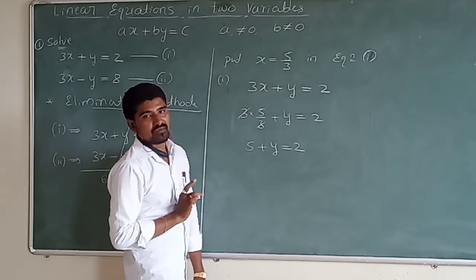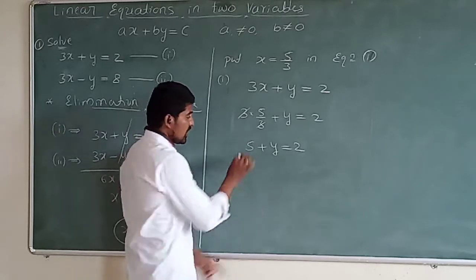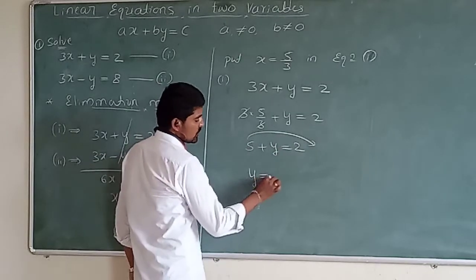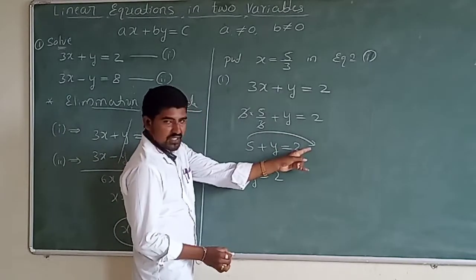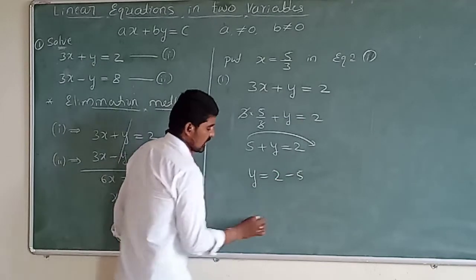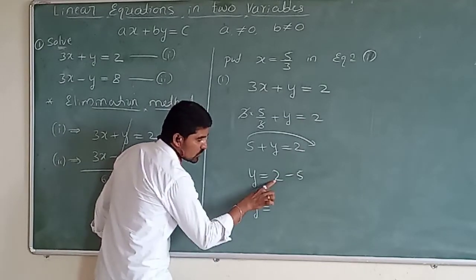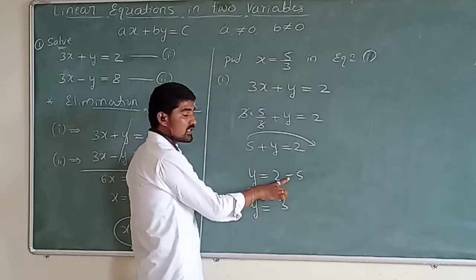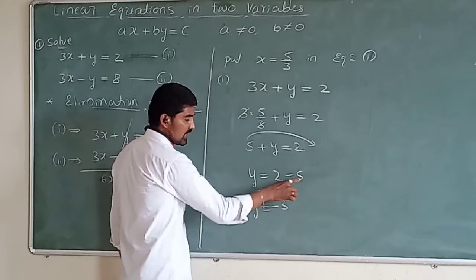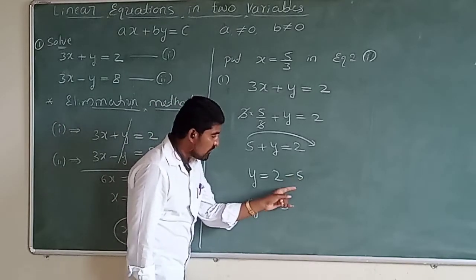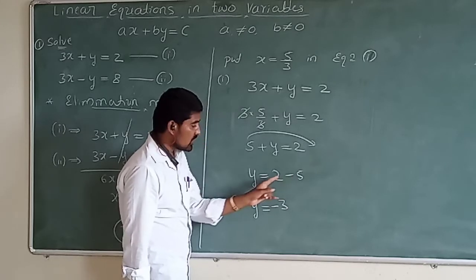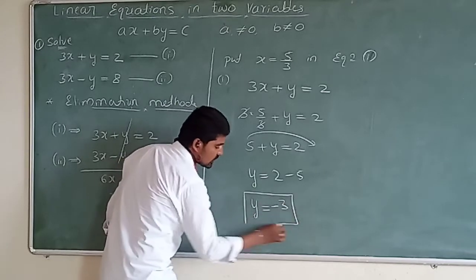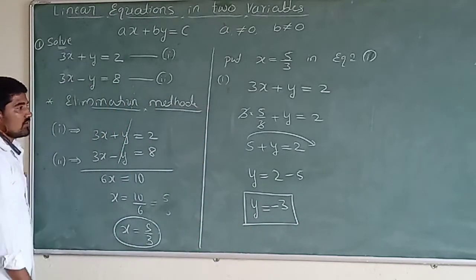Now we need to find the value of y. If plus 5 is shifted to the right hand side, it becomes minus. y is equal to what? 2 minus 5. Therefore, the value of y is equal to 2 minus 5, which is minus 3, because 5 is greater than 2, the sign is minus. That's why the value of y is minus 3. I hope you understand.